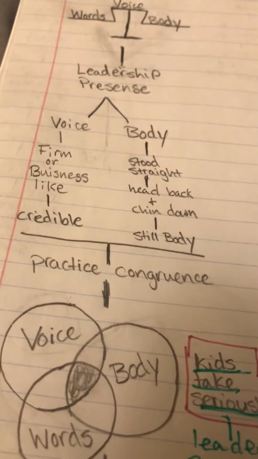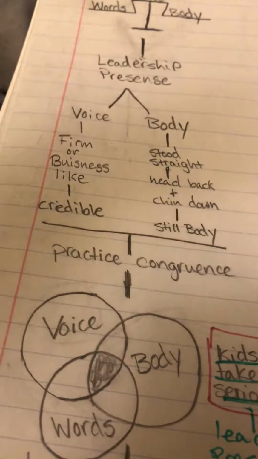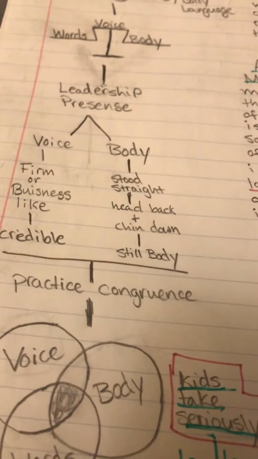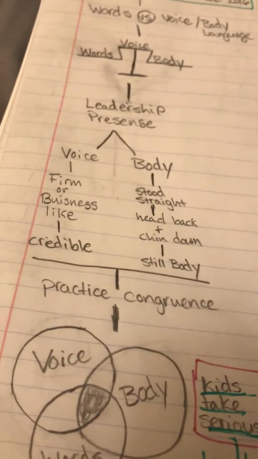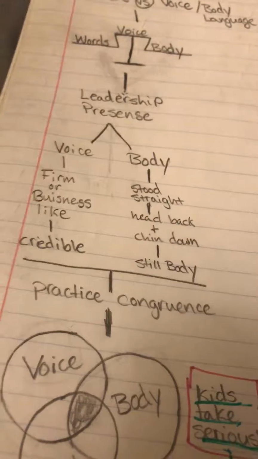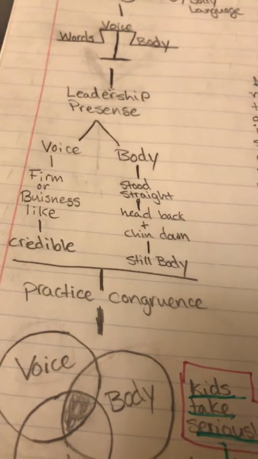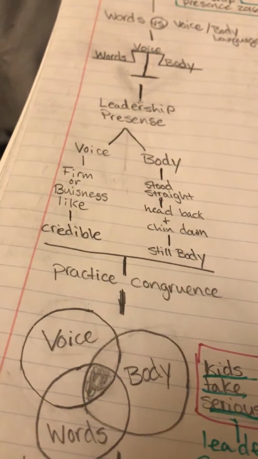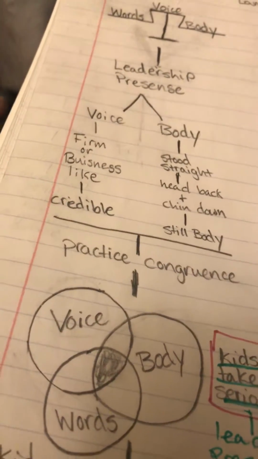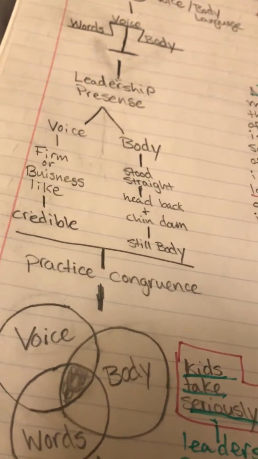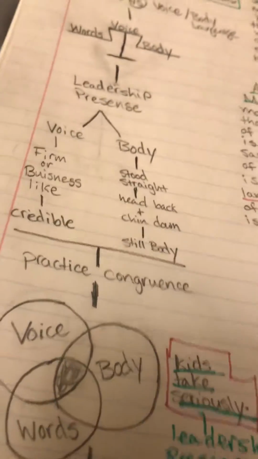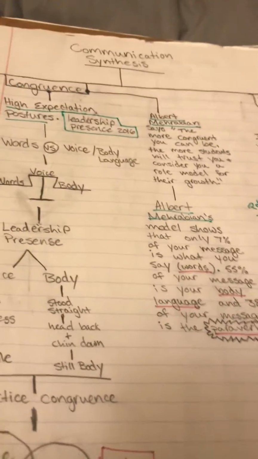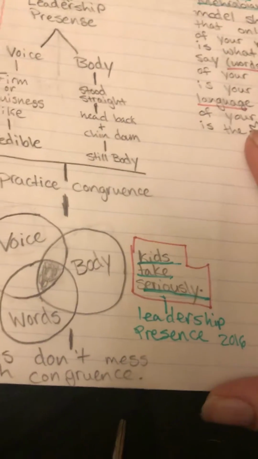Some ways to have that leadership presence is through your voice. You need to be firm and businesslike, and you need to sound credible. You need to sound like you are giving important information, because you are. Whatever you're telling them should be important, so that they want to hear it, because it's something they need to hear. And in your body, some ways to show that you're a leader is standing straight, holding your head back but still keeping your chin down, and keeping your body still, so they know this message is important and they need to know this. That's a sign of importance, standing still, and that's really something that can be hard to do.